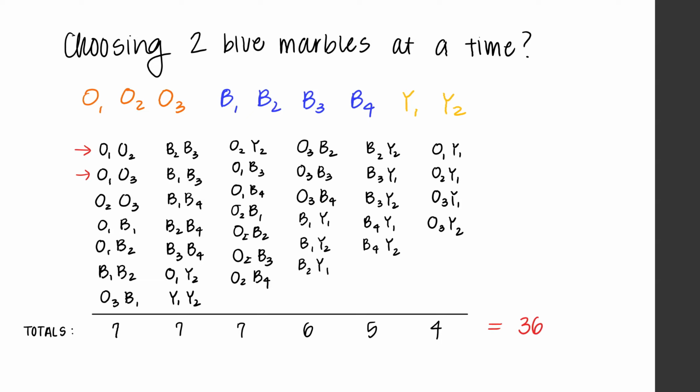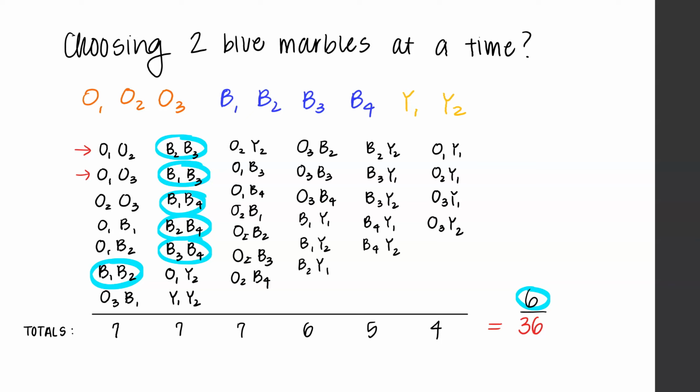How many different ways can I select 2 blue marbles at a time? So I would just simply find all the combinations that have 2 blue marbles. That's 1, 2, 3, 4, 5, 6. I'm going to scan it over one more time to make sure. However, I did find that there are a total of 6 different ways that I can select 2 blue marbles. So 6 out of the 36 would equal 1/6. That is the probability that I choose 2 blue marbles at a time.